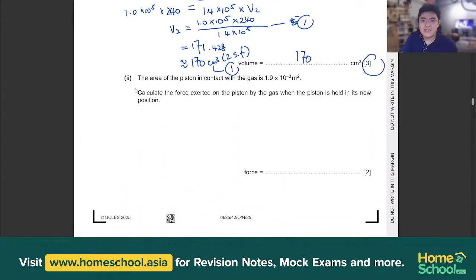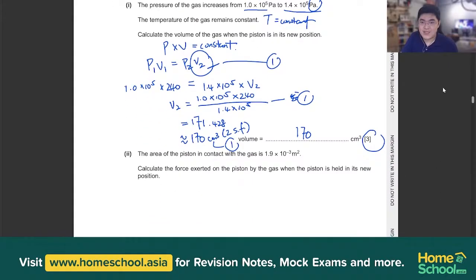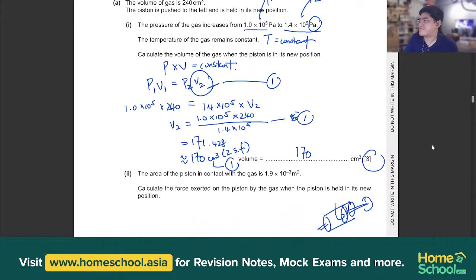So A part 2. The area of the piston in contact with the gas is 1.9 times 10 to the power of minus 3 meters squared. So this area, as a piston, you can see, right? This is the thing you use to push. So it's talking about this area over here, the plunger. This is the area they want to calculate. We want to calculate the force exerted on the piston by the gas when the piston is held in its new position.